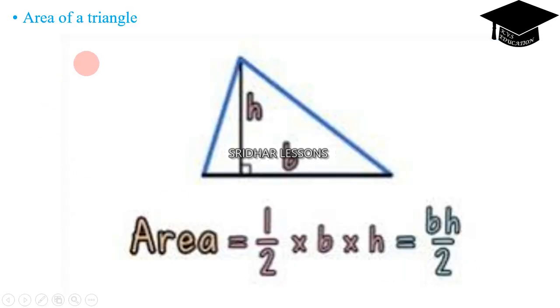Next, area of a triangle. The formula for the area of a triangle is half into BH. B is the base of the triangle and H is the height of the triangle. Also we can write this as BH by 2, base into height by 2. This part is known as the base and this part is known as the height. This is the area of a triangle.